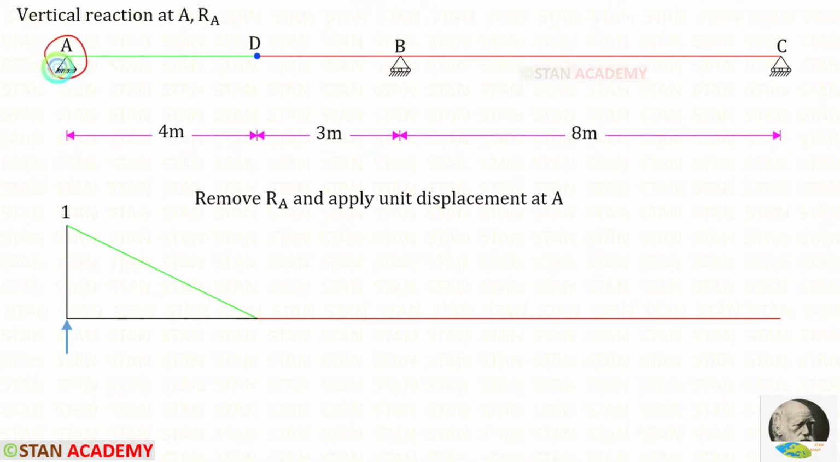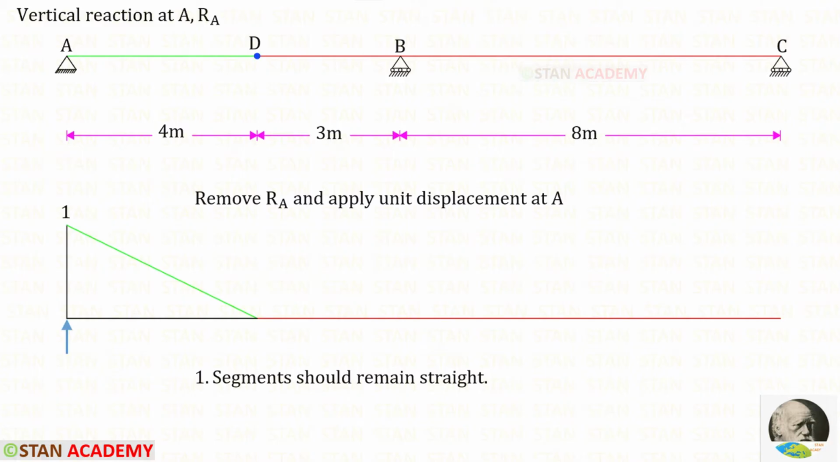From the point A, we have to remove RA and apply unit displacement. The unit displacement should be applied upwards. Because of the unit displacement, the segment AD goes like this, but there is no change in the segment DBC. It remains the same. Let us see why this happens.